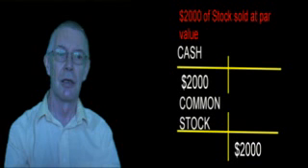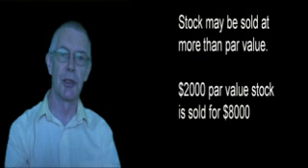Now let's get around to some of the accounting. How do we make our entries for the stock we are selling? The two accounts used are cash and common stock. Cash is an asset account and is debited with the money received from the sale of stock. Common stock is an equity account and is credited with the par value of the stock sold.